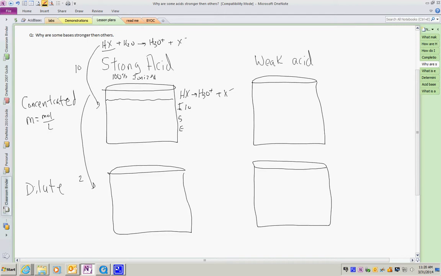I would have 10 of these to begin with. Of course, this is our ice table. I'm going to lose all 10 and go down to 0. It goes to completion. I will then gain 10 of these and gain 10 of these. So I'm going to do an after picture.